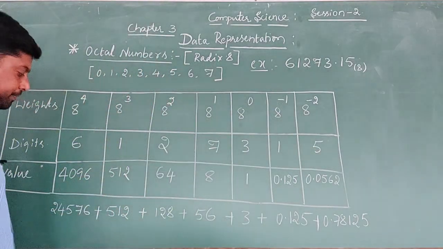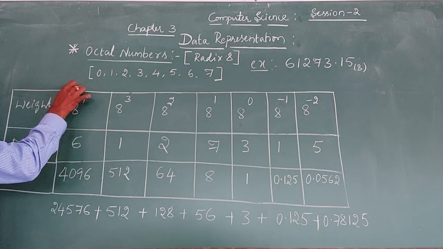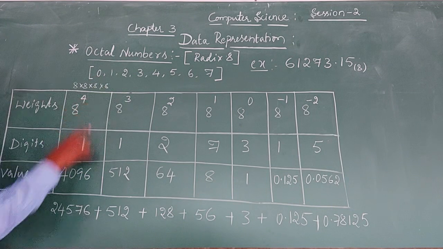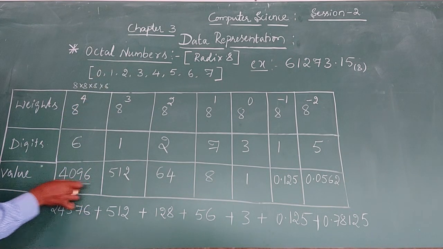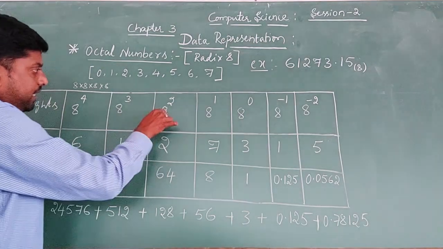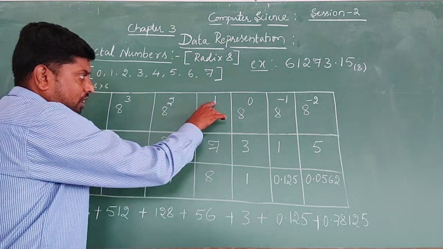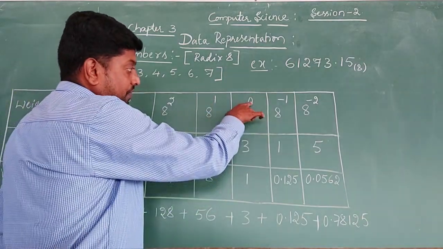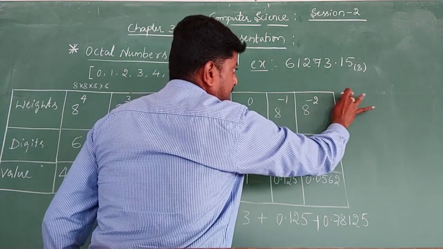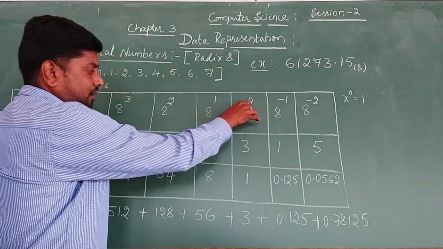Now you calculate. 8 to the power of 4 means 8 into 8 into 8 into 8, four times, so the value is 4096. 8 to the power of 3 is 512. 8 to the power of 2 means 8 into 8, that is 64. 8 to the power of 1 means 8. 8 to the power of 0 means 1. Anything to the power of 0 equals 1, that's why x to the power of 0 is 1.